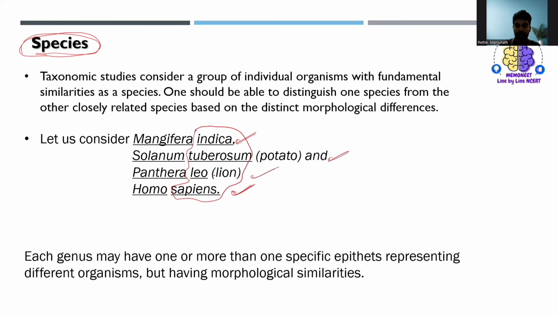For example, you have Panthera leo, Panthera tigris. So each genus can have more than one species. For example, Panthera is a genus here. It can have more than one species, such as leo or tigris and all. But a species will never have more than one genus. You are getting the point? So a genus can have more than one specific epithet representing different organisms, but a species will never have more than one genus. This is a very important point that you should remember or memorize.